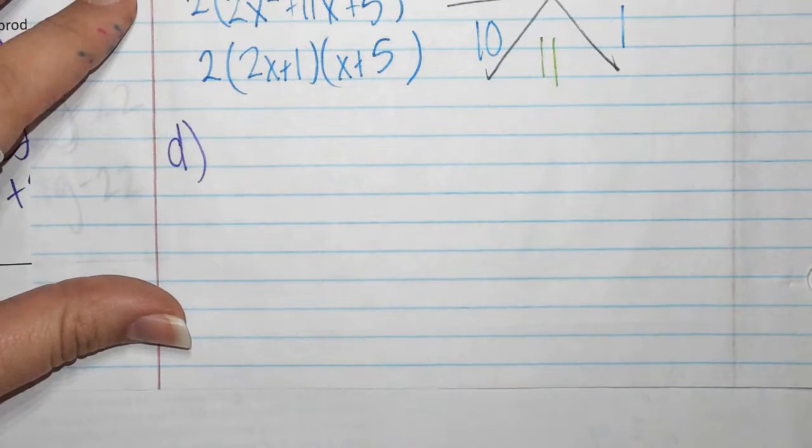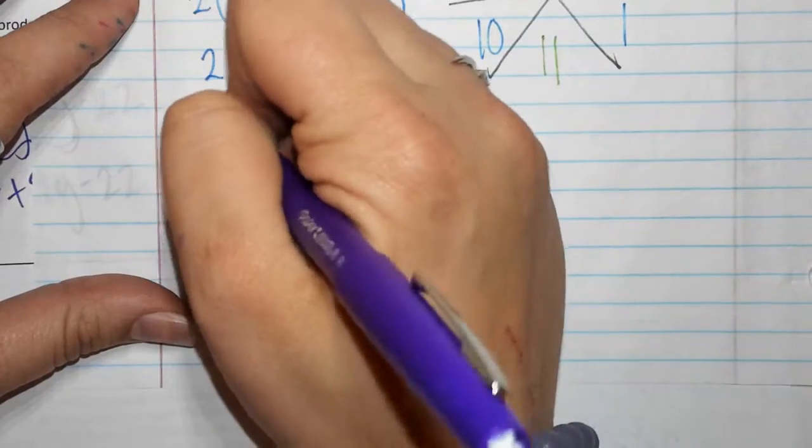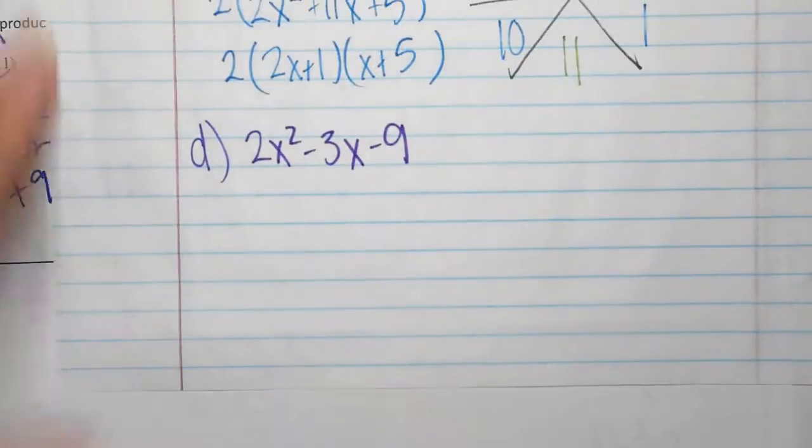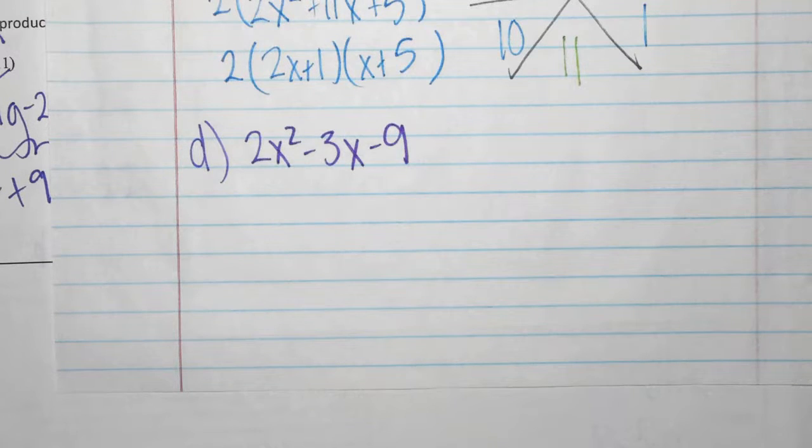All right, so this time we have 2x squared minus 3x minus 9. Now this time C is negative. So if C is negative, what do we do? And if B is negative, our biggest number is negative.